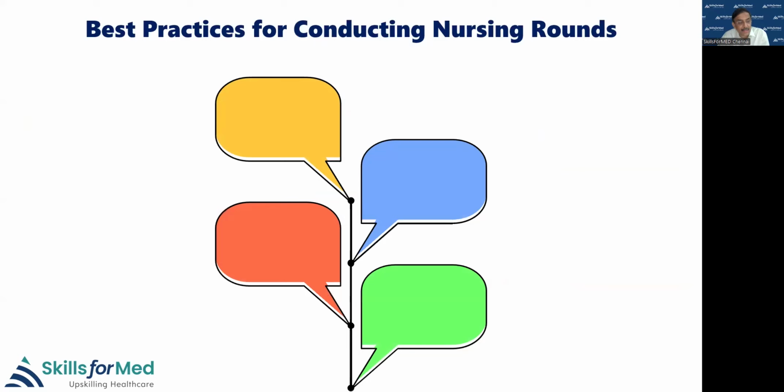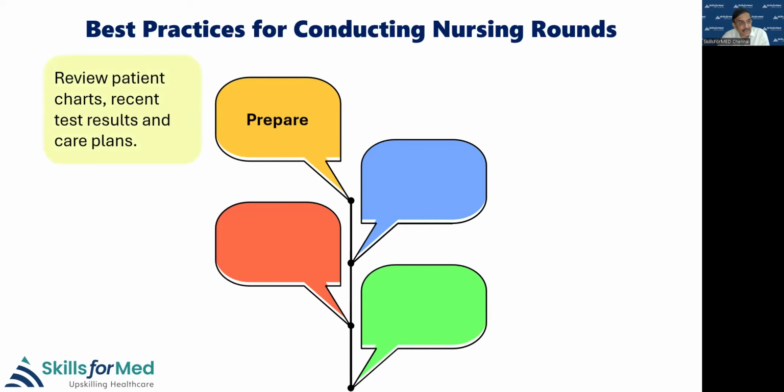Now, what are the best practices of doing nursing rounds? We can call this the 4 Ps. The first is to prepare. Before the rounds, you need to review the patient chart, any recent test results, care plans, doctor's orders, and make sure that you are not coming back and forth. So you prepare, decide what is to be done for the patient, and then start the rounds.